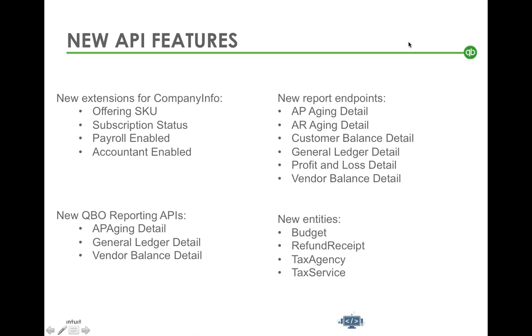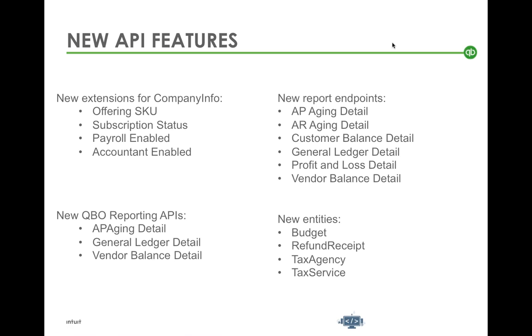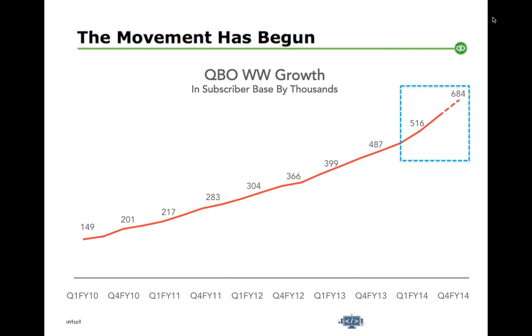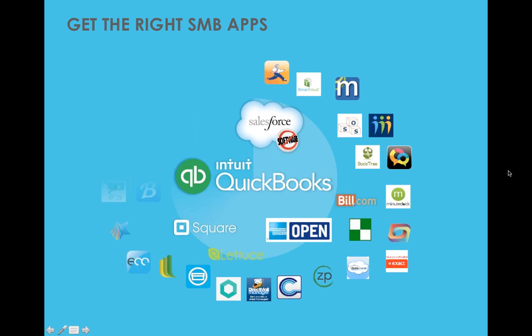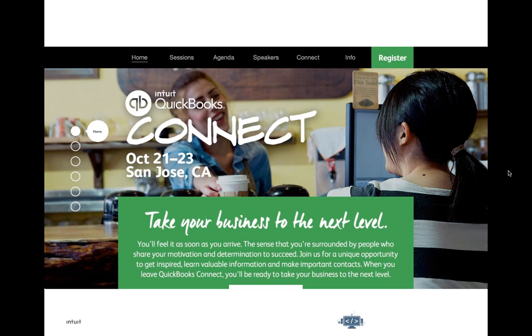Let me pop through the slides that I just went through really quickly. So we have the agenda slide, the new API features slide, the subscriber growth slide, the platform slide, and the QuickBooks Connect slide, which is where I left off.